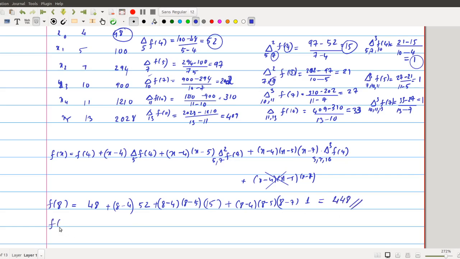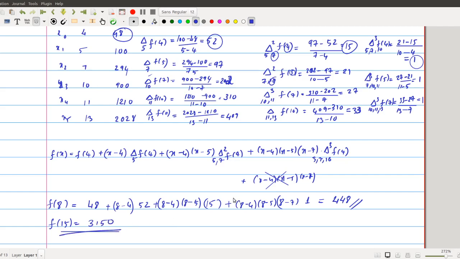In similar fashion you can evaluate f of 15. The only difference is we start with this 48 and we have x minus 4 here, that is 15 minus 4. Here we have the same thing, and the next term is 15 minus 4 into 15 minus 5, etc. So you will get the value of f of 15 as 3150. So these are the two values.